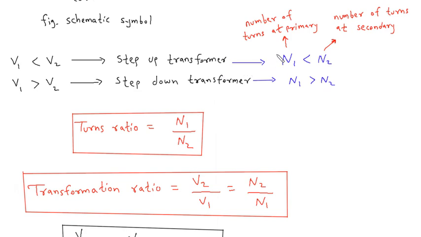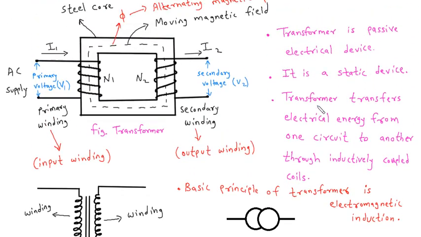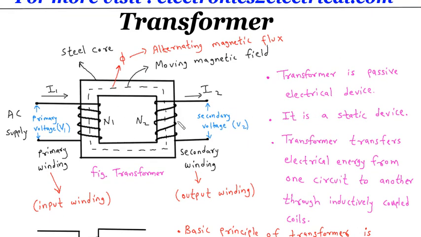In step up transformer, number of turns at primary is less than number of turns at secondary, and in step down transformer, number of turns at primary is greater than number of turns at secondary. Or we can say that if the number of turns at primary are more than number of turns at secondary, then it is a step down transformer. And if number of turns at secondary are more than number of turns at primary, then it is a step up transformer.